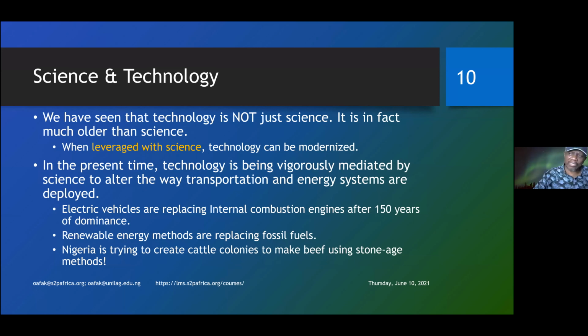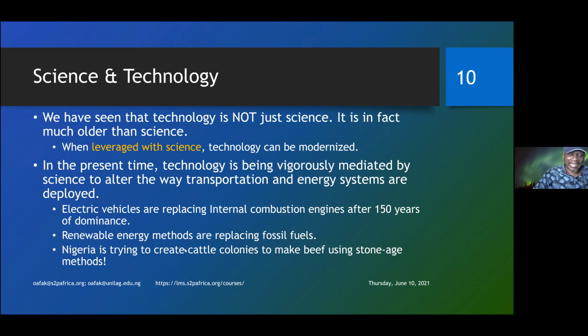Just like many of you don't even know what we were doing 40 years ago when we were undergraduates, typing things with a typewriter. You don't even know what a typewriter is, because technology has completely displaced the dominance of typewriters and has moved us some other distance. So renewable energy methods are replacing fossil fuels.